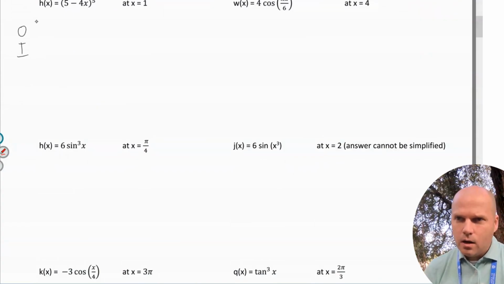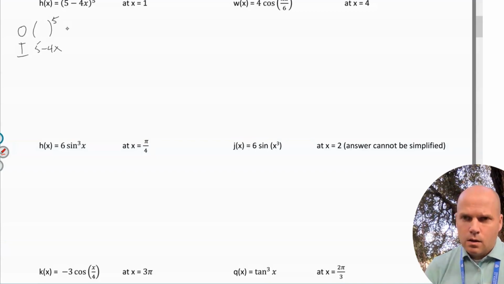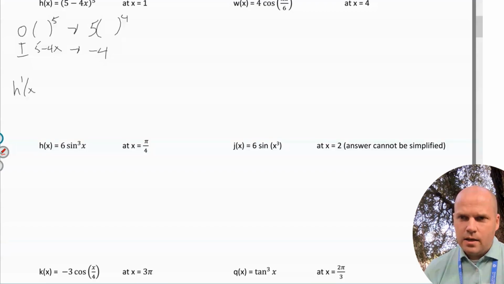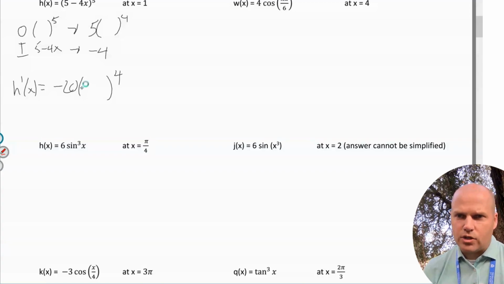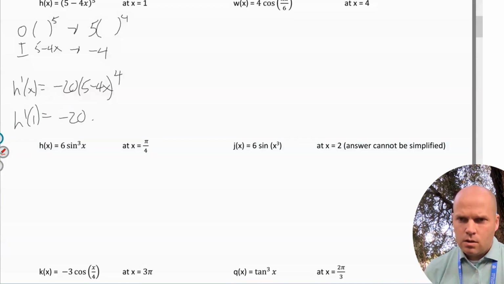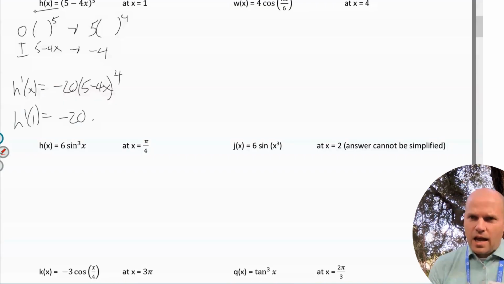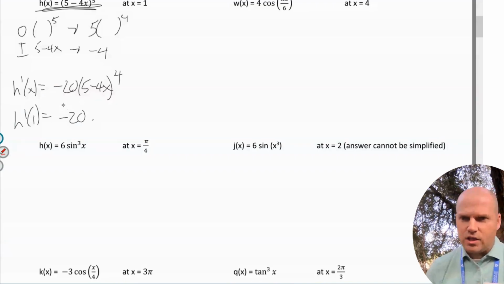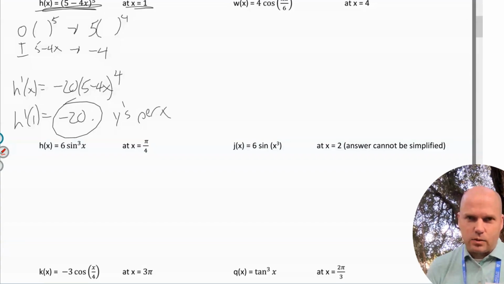O, I. Derivative of O, derivative of I. Multiply in any order, combine constants. What starts in the parentheses stays in the parentheses. At 1, we get negative 20. H of x is decreasing negative 20 y's per x at x equals 1.